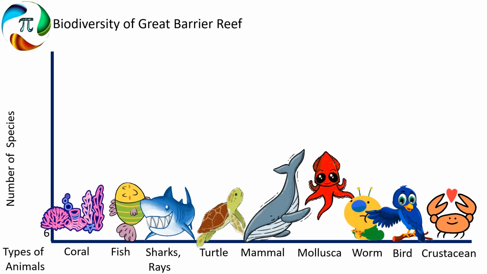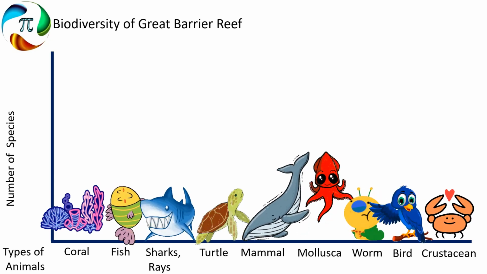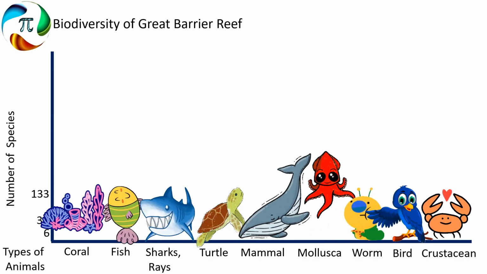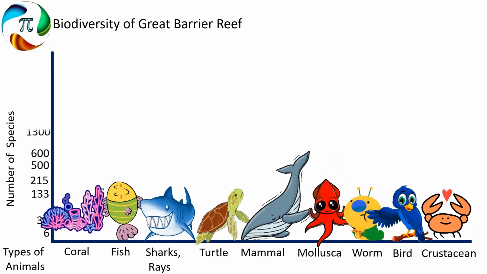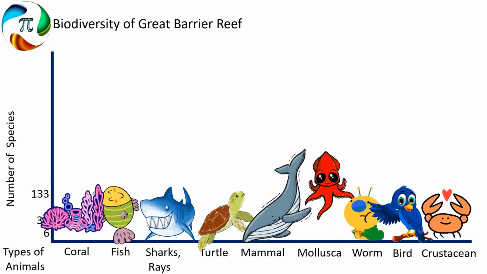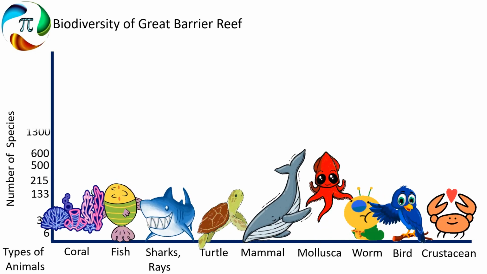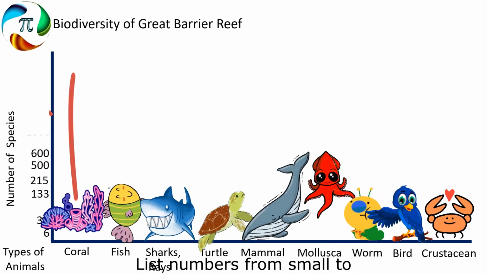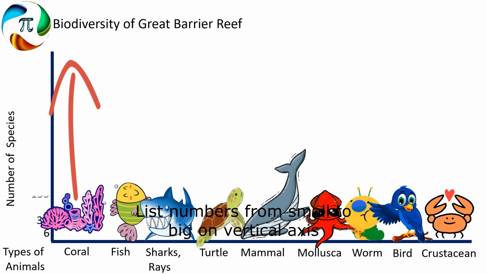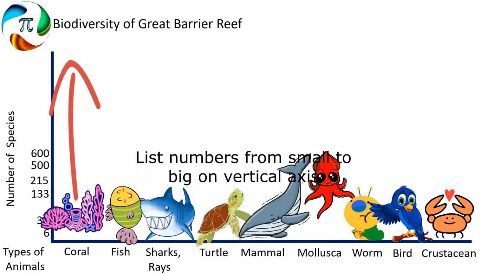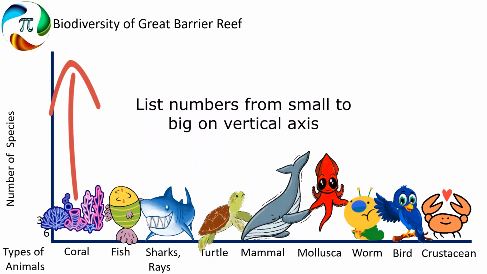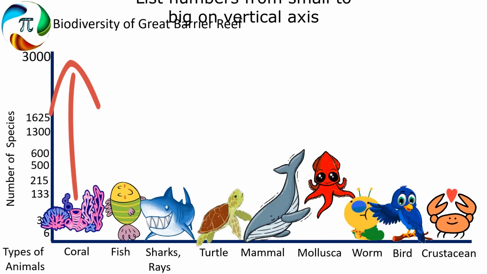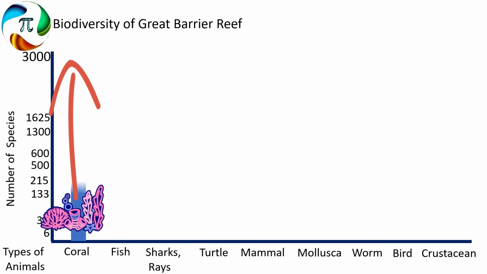Now the next step is showing how many species we have in each category. You may notice that the number of species is a quantity, which means it's basically a number. We put the number on the vertical axis, starting with 6, 30, 100, 133, 215, 500, 600, 1300 and 3000. Hey, they're not random numbers. I will tell you why these numbers are on the vertical axis.